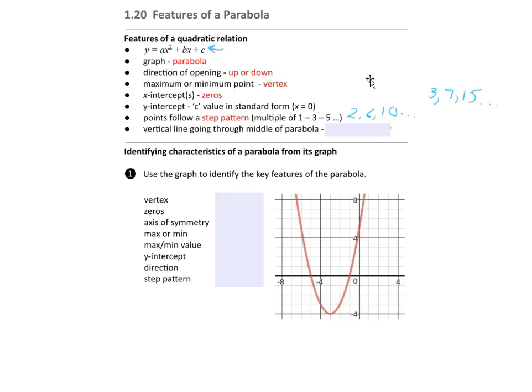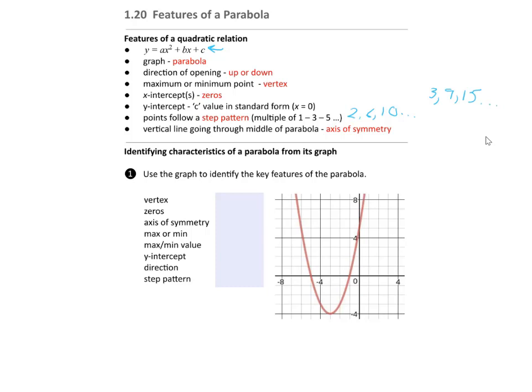The vertical line going through the middle of a parabola is called our axis of symmetry. That will always be given as x equals something, depending on where our axis of symmetry is. This will always pass through your vertex whenever we're dealing with parabolas. So now let's take a look at our first example here.